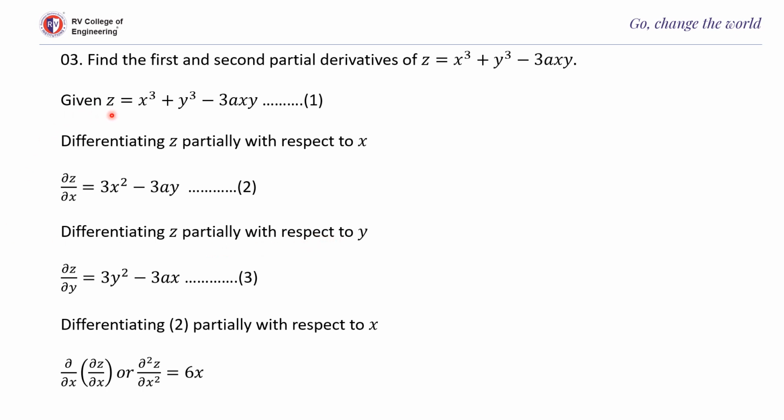Therefore, differentiate ∂z/∂y, which will be equal to the differentiation of x³, which is 0, plus the differentiation of y³, which is 3y², minus 3ax times the differentiation of y, which becomes 1. So the derivative becomes 3y² − 3ax. I'll call this equation 3. Now equation 2 and equation 3 give me the first order derivatives of z with respect to x and y respectively. Now let us find the second order partial derivatives.